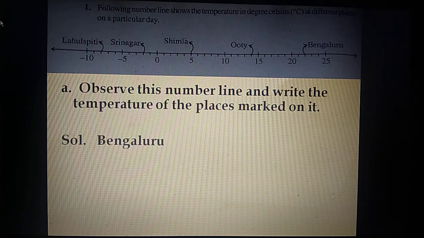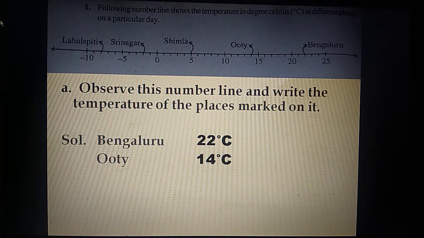And as you can see, it is marked after 20, on the second marking. So it is 22 degrees Celsius. Moving to the next, toward the left, it's Ooty. Now it is after 10, on the fourth mark. That is, it's 14 degrees Celsius. Next is Shimla. It's on 5.